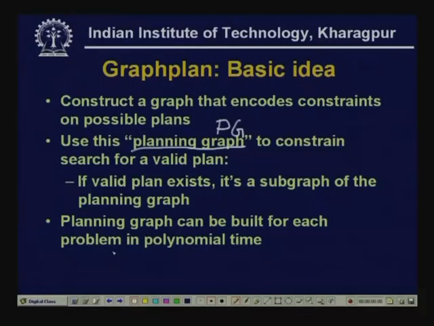So, a plan can be expressed in the form of the partial order plan that we have looked at, in the form of a directed acyclic graph or a DAG, and we will construct a planning graph such that a valid plan will be a subset of this PG. Now, we will show that the planning graph can be built in polynomial time, and once we build the planning graph, we are able to obtain restrictions on actions which will make the search for a valid plan easier.